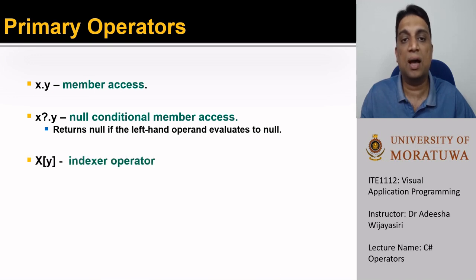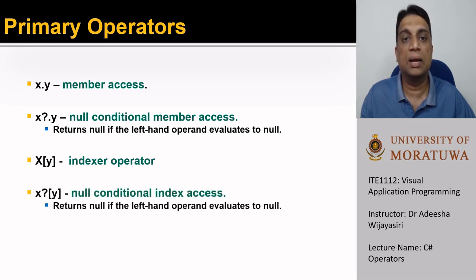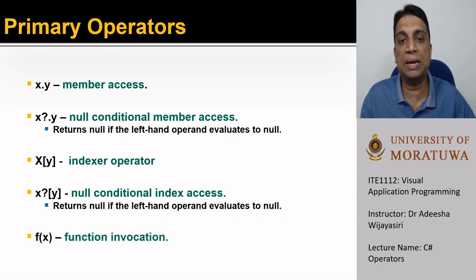Square brackets are used for the index operator. Usually, this operator is used to access array elements. Null conditional index access works similar to null conditional member access. If the left hand operand is not null, it works similar to the index operator. The function invocation operator can be called using parentheses.